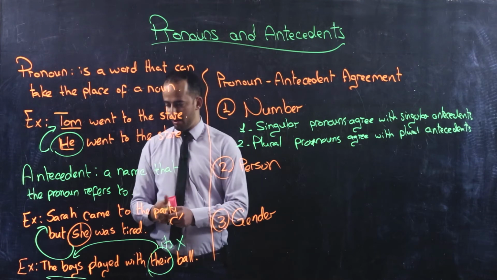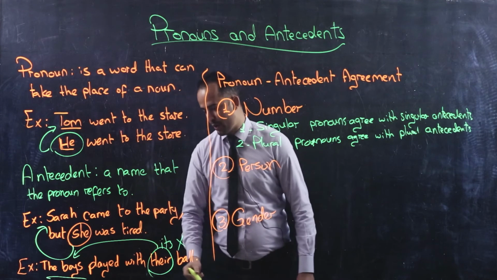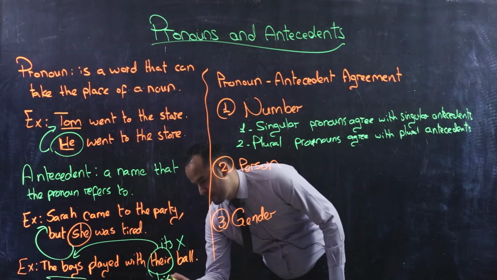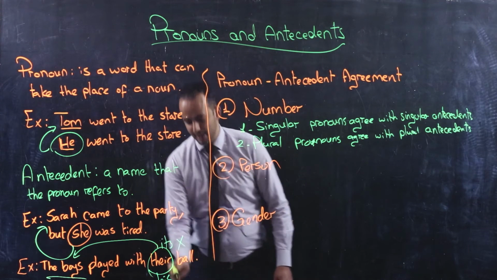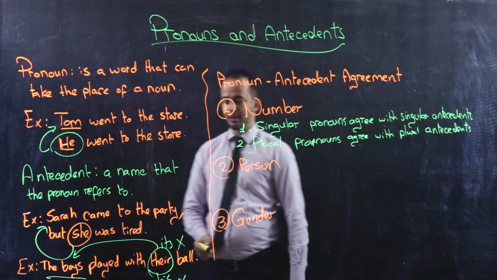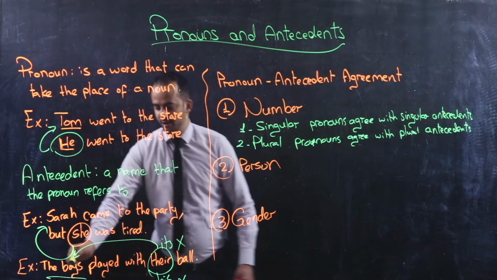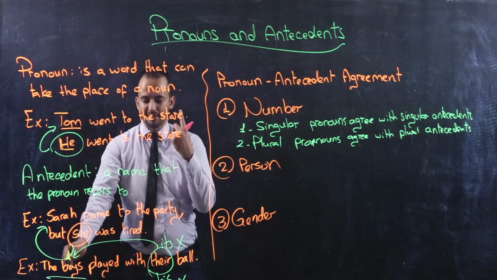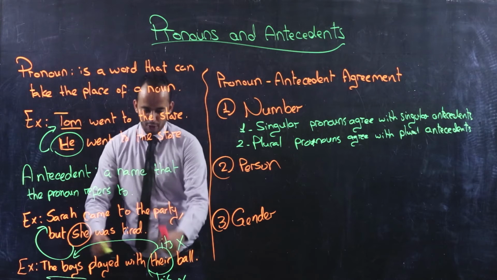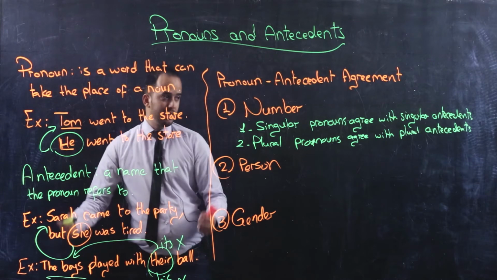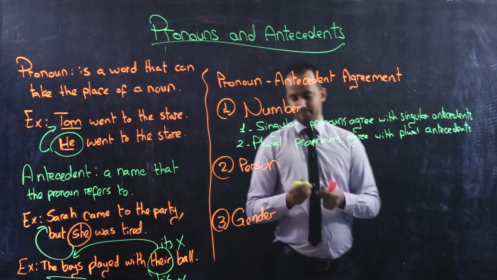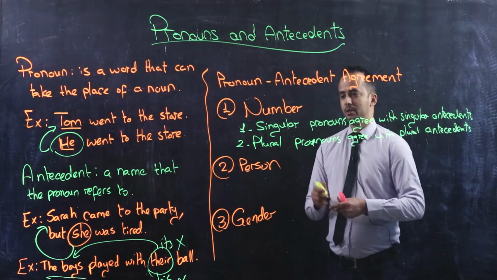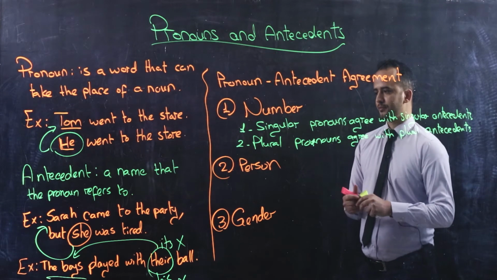We also cannot say the boys played with his ball, because his is also a singular pronoun and it must refer to a singular antecedent. So your pronoun and antecedent must agree in number. All right, let's move now to the second part.